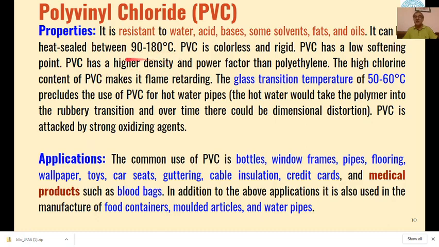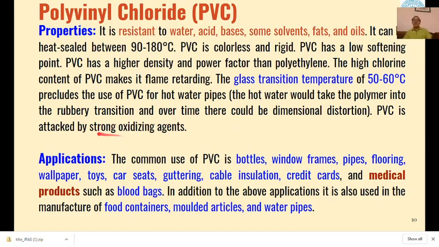It has a higher density because this is a long chain polymer, and the high chlorine content of PVC makes it nearly inflammable. That is, this is less flammable as compared to other polymers where we are not having the chlorine or any other such type of atom present. Then GTT, that is glass transition temperature, is 50 to 60 degrees centigrade, and because of that this cannot be used for hot water pipes, but this can be used for cold water pipes.